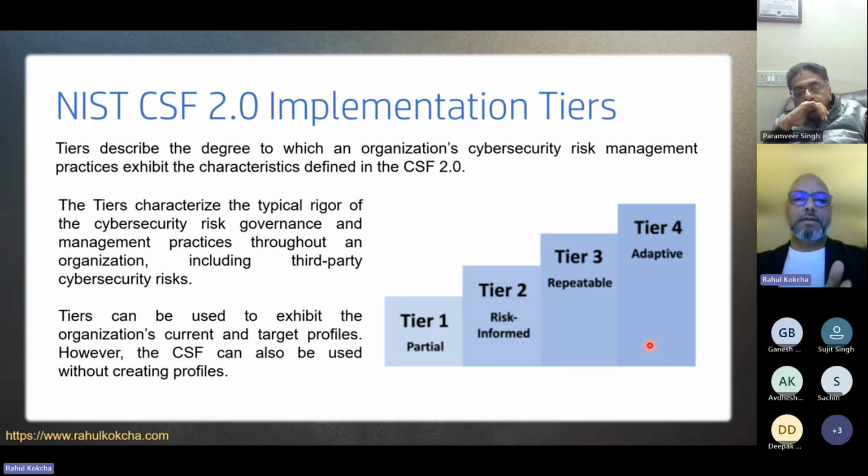So you can probably relate this with the CMMI levels as well. Fine, not one to one, but that's a maturity level. Here also, the higher you go, the more mature your practice is. There's the C2M2 framework also, where you define maturity levels. There's CMMC also, I think, which also defines maturity levels. Fine. So this is the NIST CSF definition of defining the maturity levels.